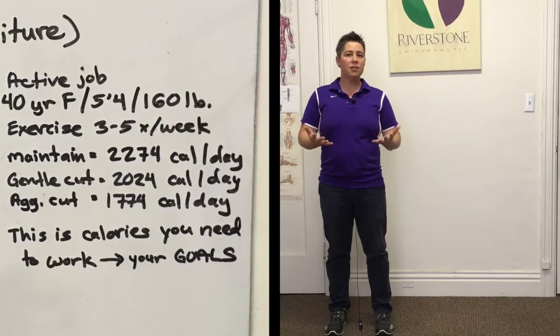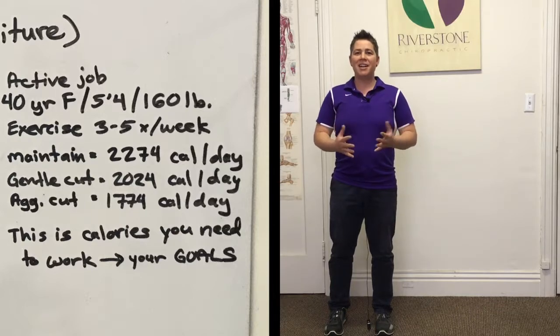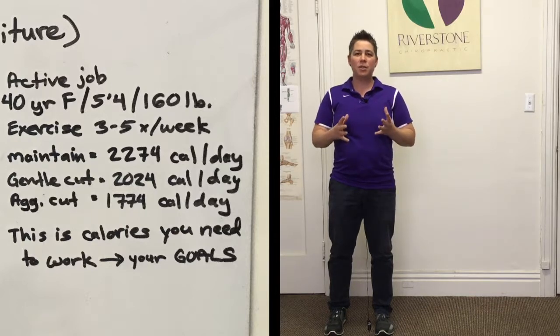So before I talk about how we're actually going to determine how much protein, how much fat, and how much carb we're going to be eating, I want to run through an example with you so that you can see what this might look like. So let's take somebody who is a 40-year-old female. They have an active job. They're about 5'4", 160. They're going to exercise 3 to 5 times a week.